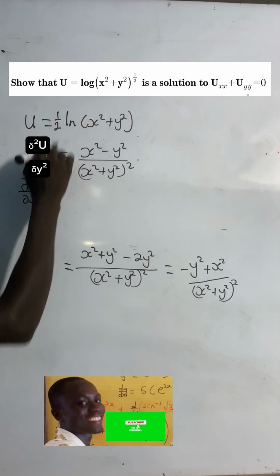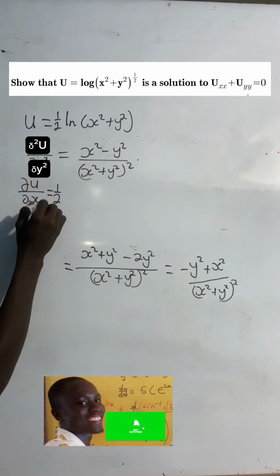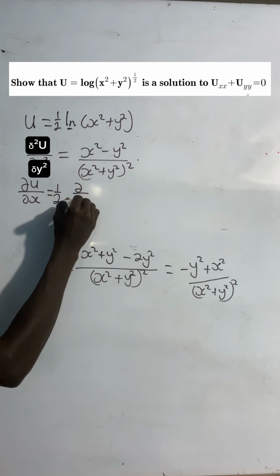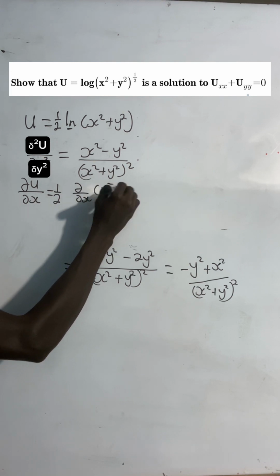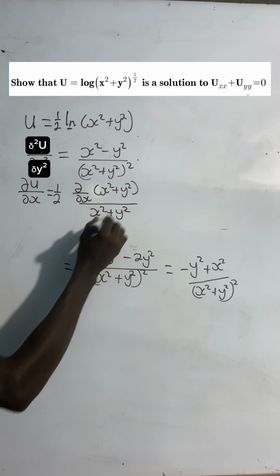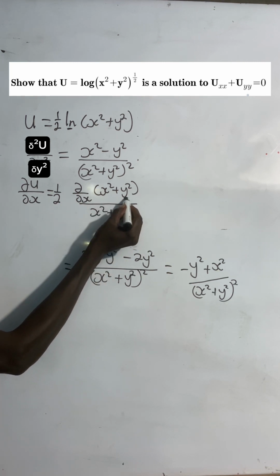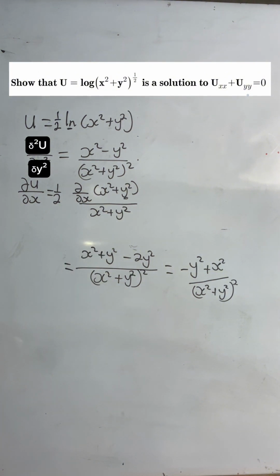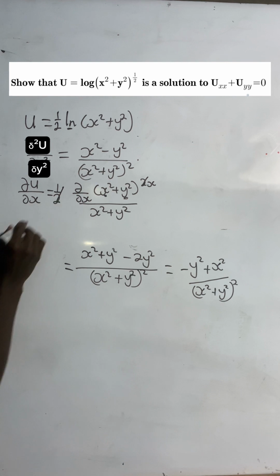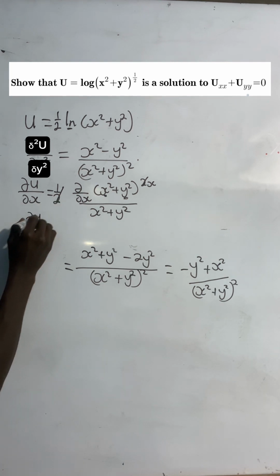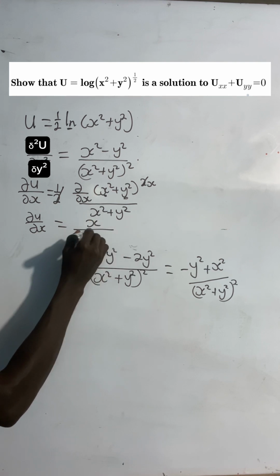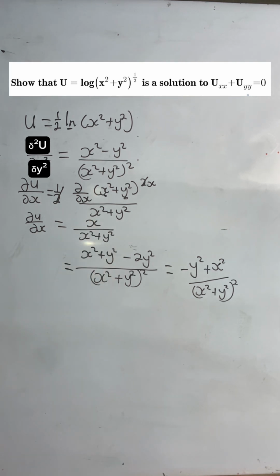So now let's see. Let us take the partial derivative of u with respect to x. In the same vein, we have half into the partial derivative of x squared plus y squared with respect to x divided by x squared plus y squared. If we differentiate y squared with respect to x, we get 0. But if we differentiate x squared partially with respect to x, we get 2x. These two will cancel this 2. And we have del u on del x equals x divided by x squared plus y squared.